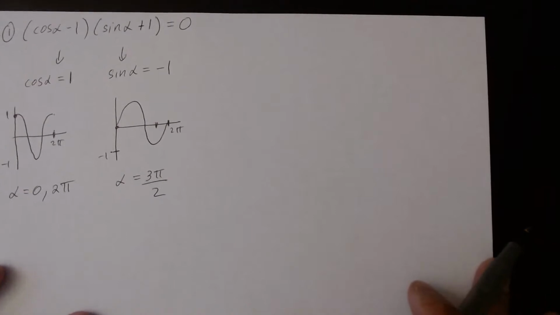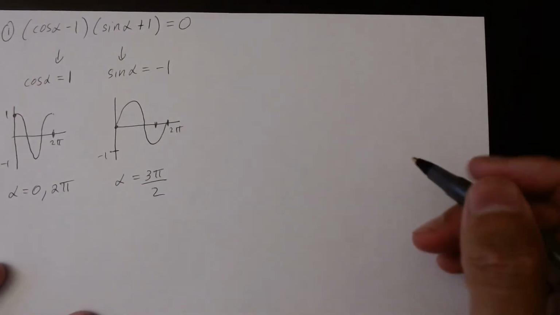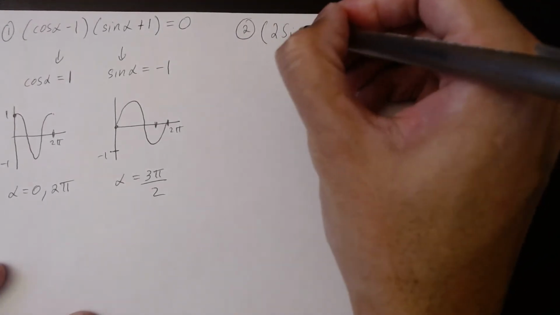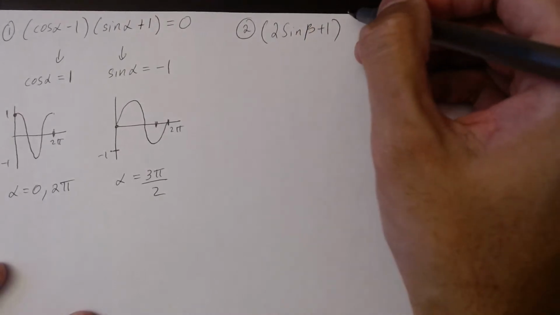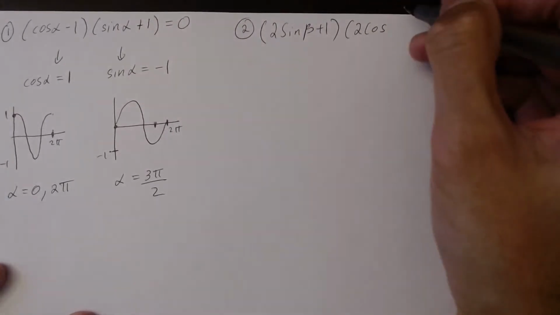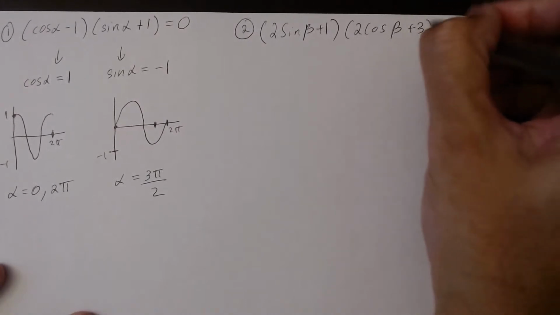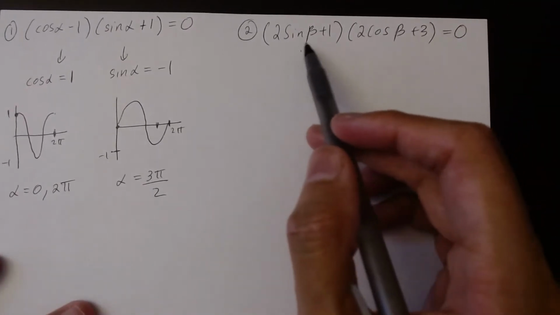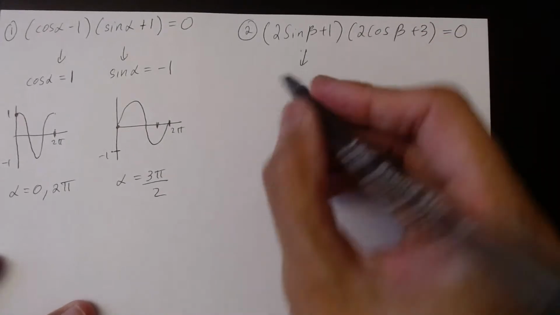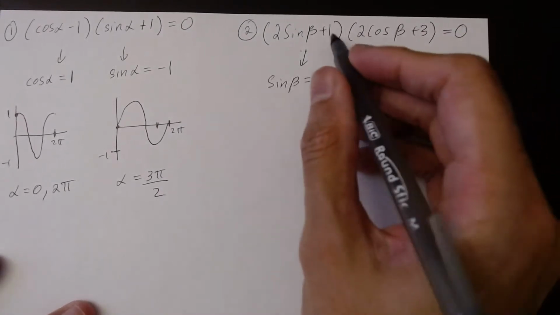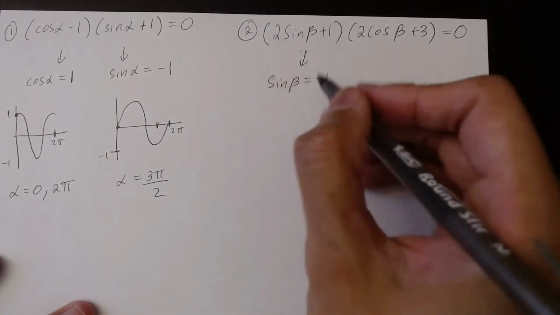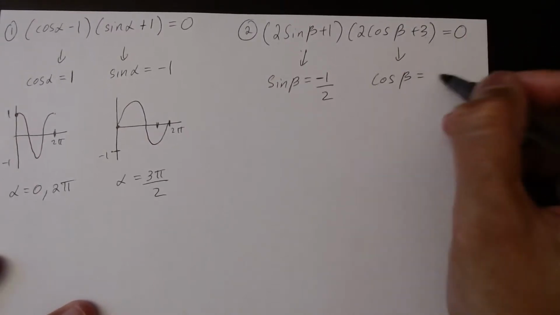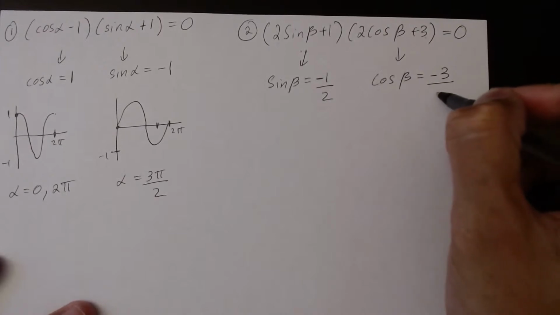Let's try the second question. (2 sine beta + 1)(2 cos beta + 3) equals 0. So again, this one is in factored form. I can just start by splitting my two brackets. So we have sine beta equals -1 over 2, and over here cos beta equals -3 over 2.